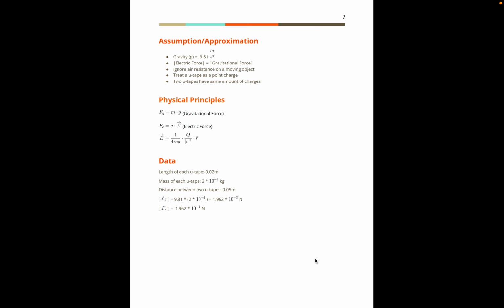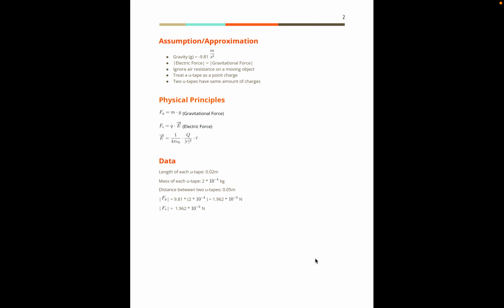So 3 main physical principles we're going to apply. One is the gravitational force formula, which is mass times gravity, and the electric force equation, which is the charge times the electric field, and the electric field equation, K times Q over magnitude of R squared times the directional vector. So length of my U-tape was 0.02 meters for both, and which has the mass of 2 times 10 to the negative 4 kilograms.